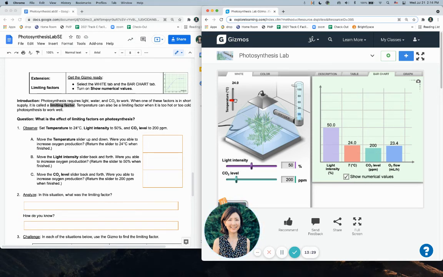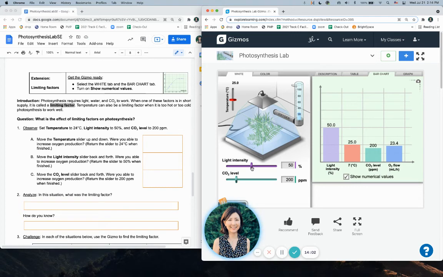So I'm going to move it up. And right now the oxygen is at 23.4. So am I able to move it? Nope, it goes down. Okay, so basically whatever I do, it's not going beyond what it was, 23.4. So I would put no here. It is not a limiting factor.